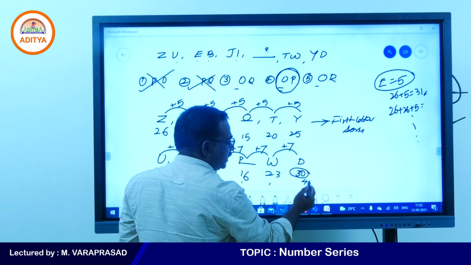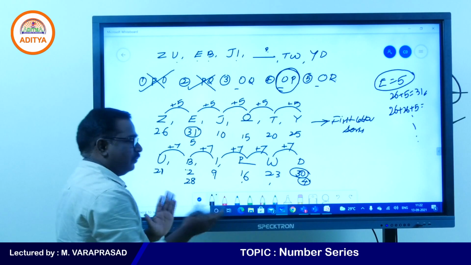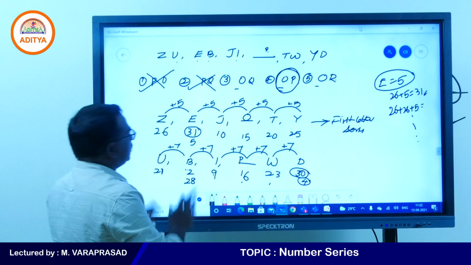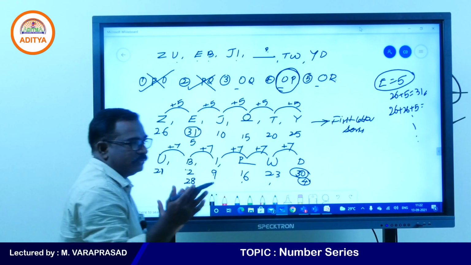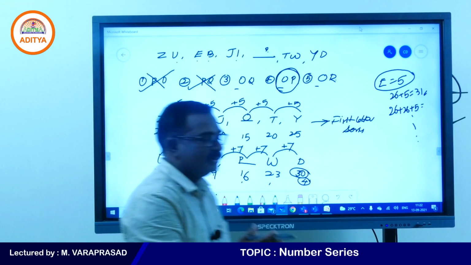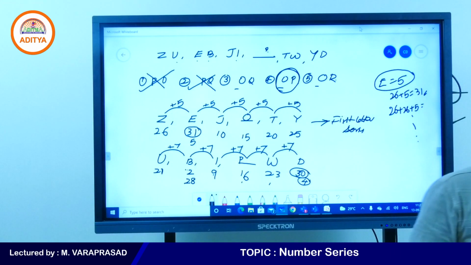30th letter, or 26 plus 4, we can take 30 or 4. We can take 2 or 28, as you like, right. So the first letters are going on plus 5, plus 5, plus 5, and the second letters are going on plus 7, plus 7, plus 7 like that. The series is going on. Yes, my students, very good.